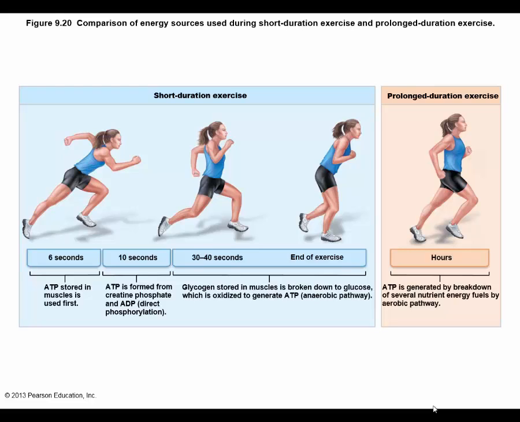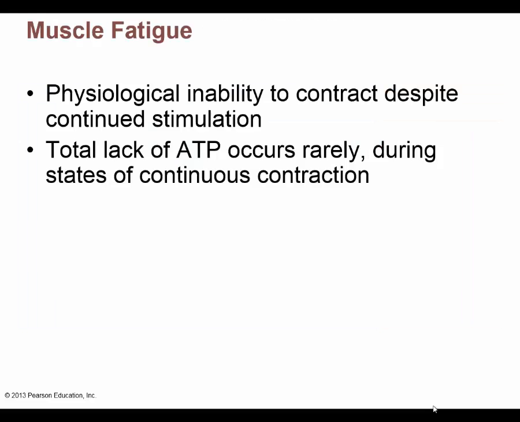Hours, though, if you're doing a slow, prolonged exercise. As long as you have oxygen present, you can make enough ATP to keep you running for hours. That's aerobic respiration. Again, anaerobic, 30 to 40 seconds, and you're done.